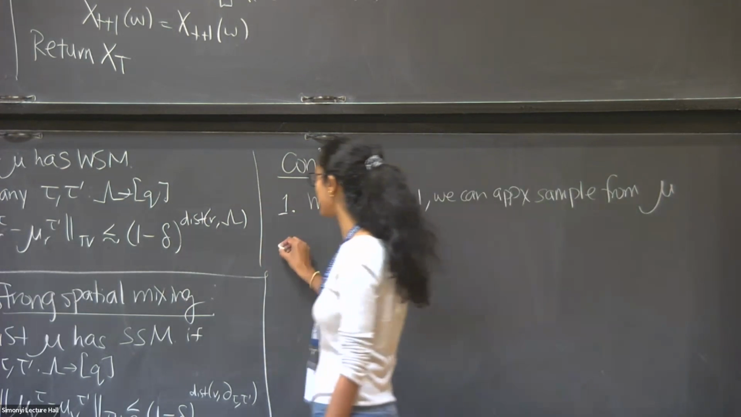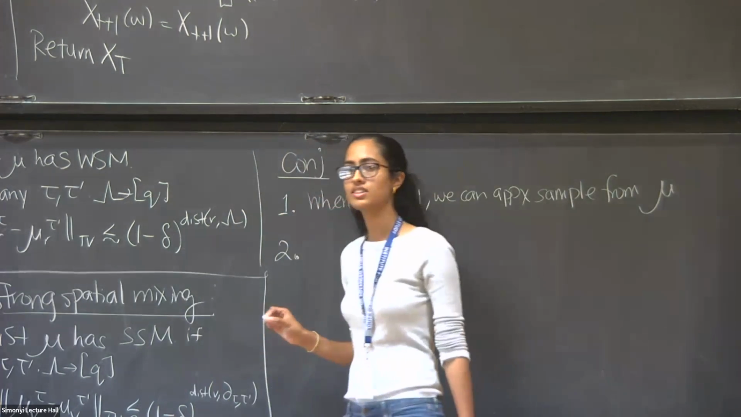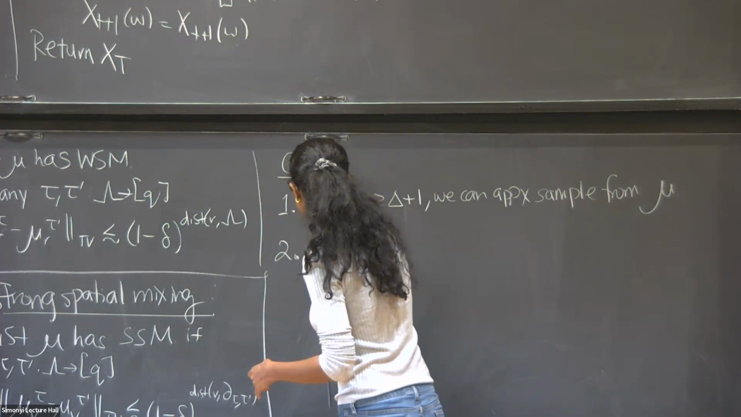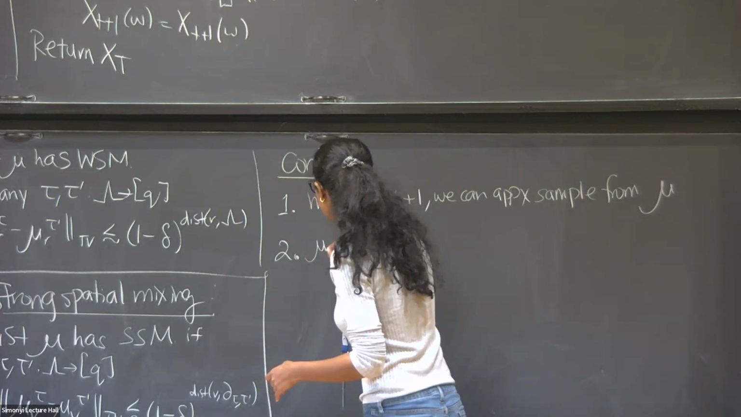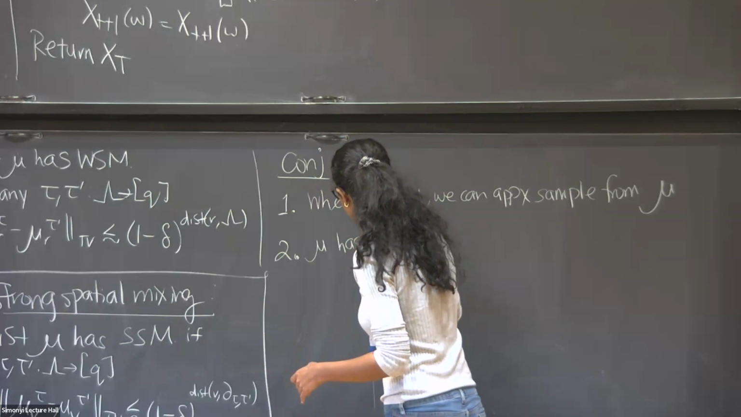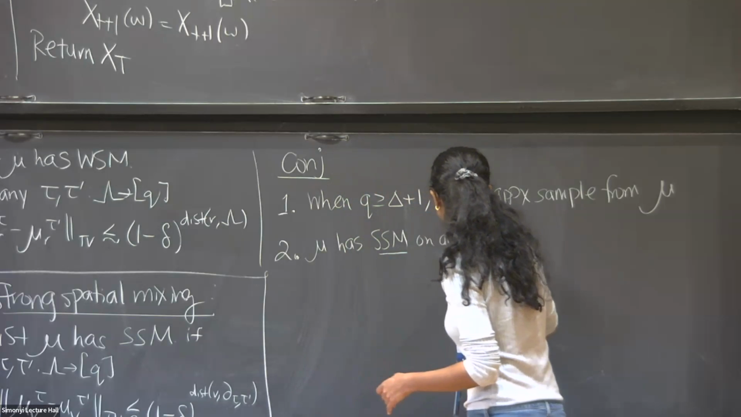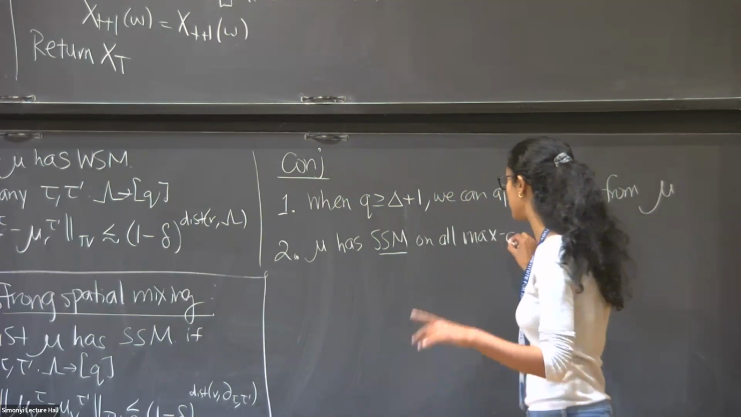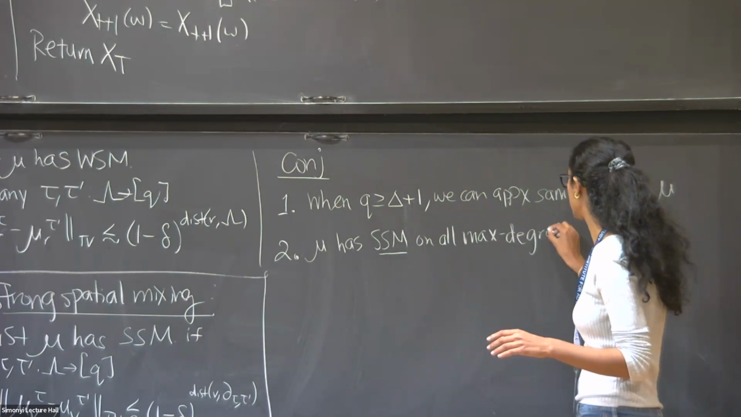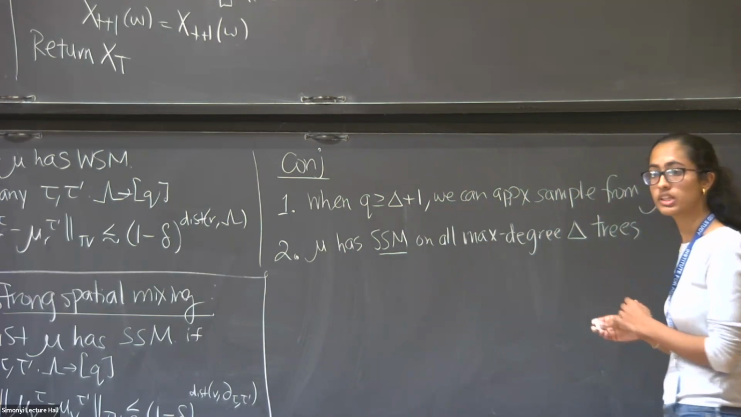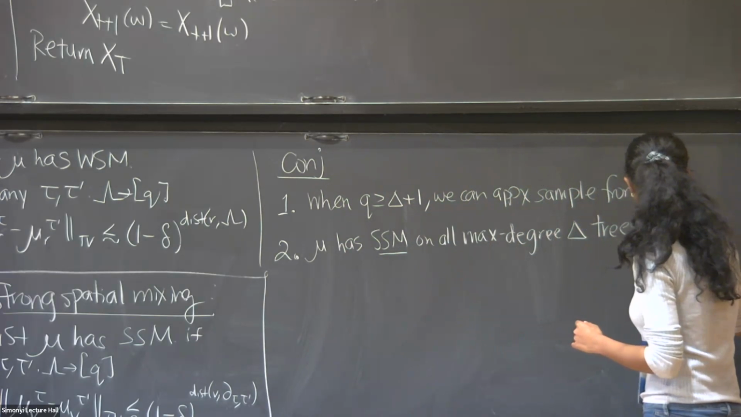The second conjecture is going to sound like it's very surprising that we don't know it, which is that the uniform distribution mu has strong spatial mixing on all maximum degree delta trees. So not general bounded degree graphs, but just trees.